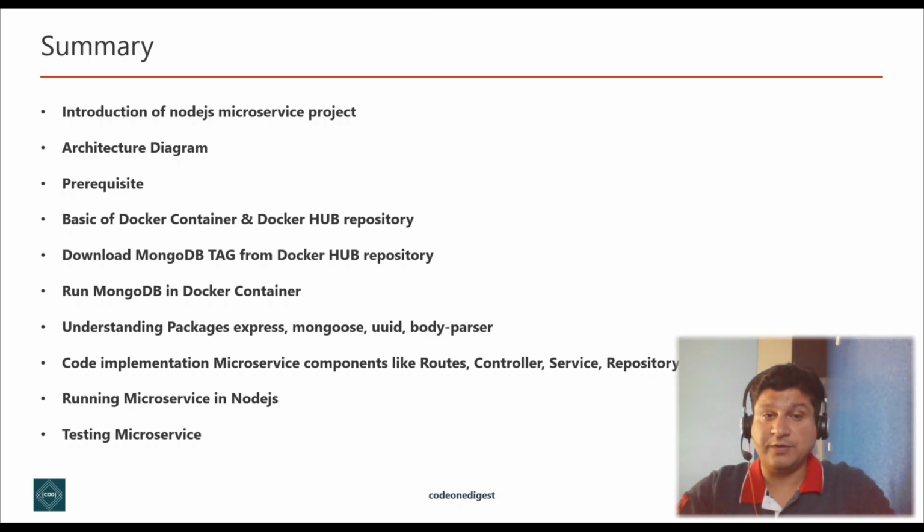I have shown you the code implementation of all the components of the microservice like routes, controller, business layer, repository, and our data model. Then I showed you how to run the microservice and connect to MongoDB running in a Docker container. Finally, we tested our microservice through all the endpoints where we tested get all, get by ID, then add item, then I showed you update item and delete item. All of that we covered in the Postman tool.